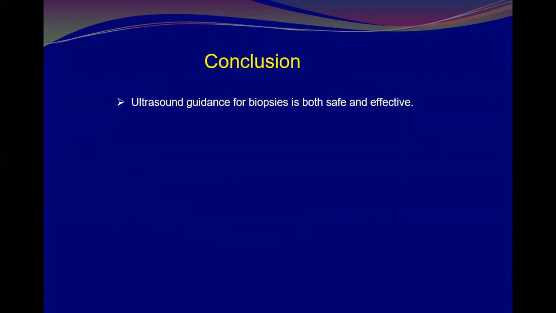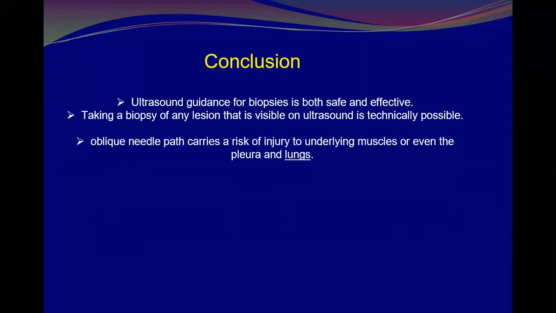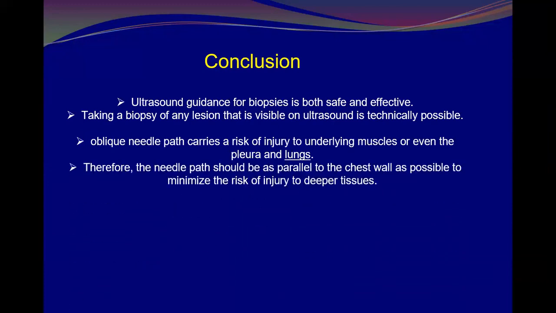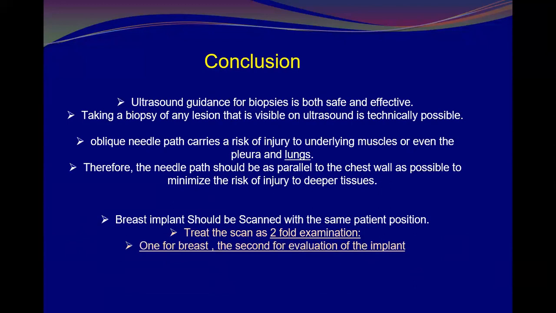Ultrasound guidance for biopsy is both safe and effective, and taking a biopsy of any lesion that is visible on ultrasound is technically possible. An oblique needle path carries the risk of injury to underlying muscles, pleura, and lung. Therefore, the needle path should be parallel to the chest wall to minimize injury to deeper structures. Breast implants should be scanned with the same patient position. However, consider a 2-fold examination, one for the implant and the other for the breast tissue.